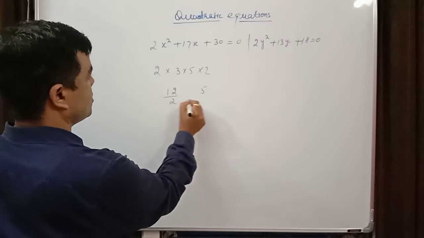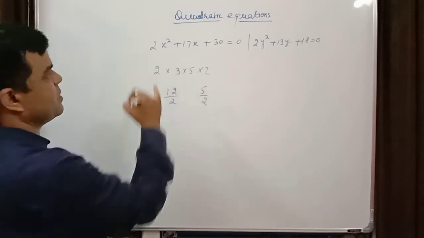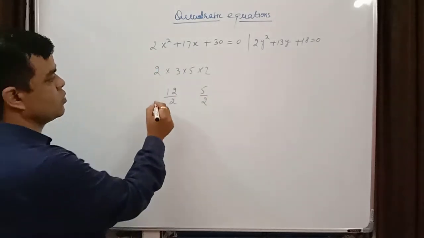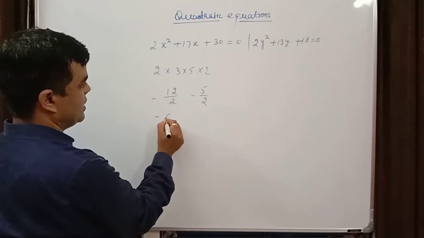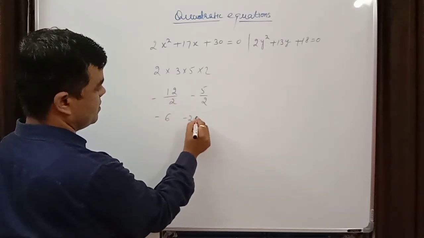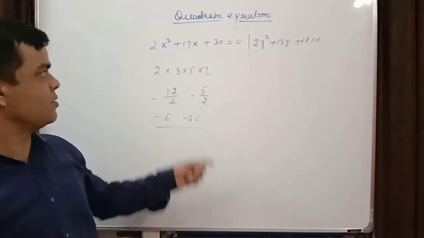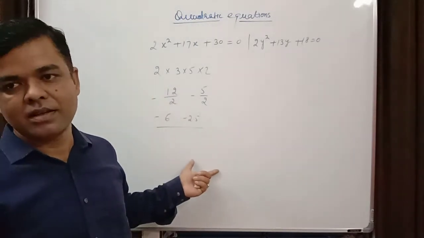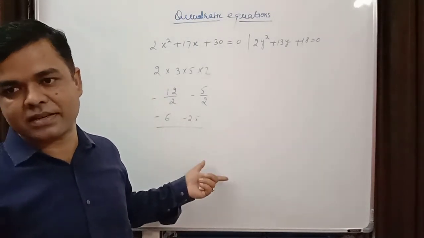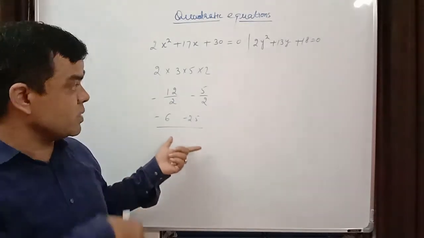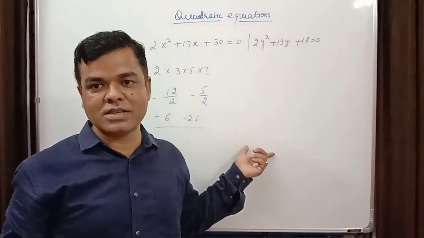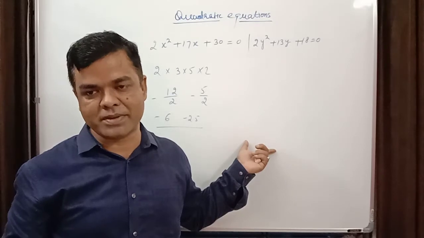Then divide by 2. By this term will be divided, and here both are plus, so roots will be minus. So minus 6 and minus 2.5. Easy, na? If you practice it, you will get it. Otherwise, there is no trick. There will be mistakes if you don't practice. Then you will not solve all the questions in the exam, and the result will not be in your favor.